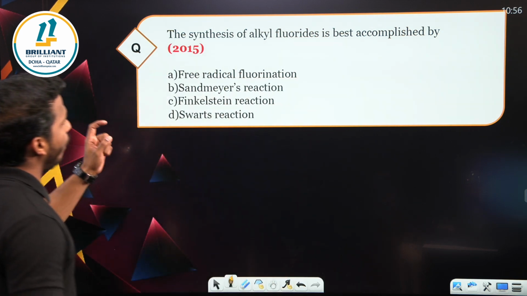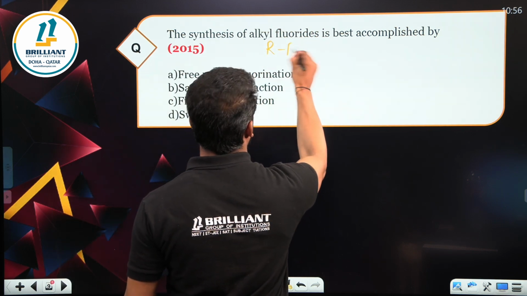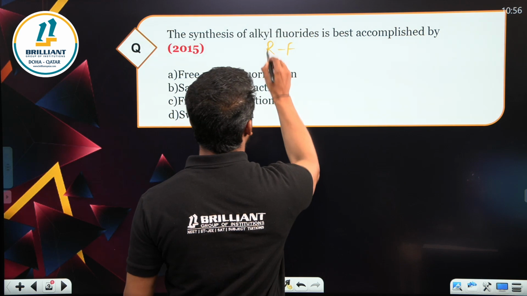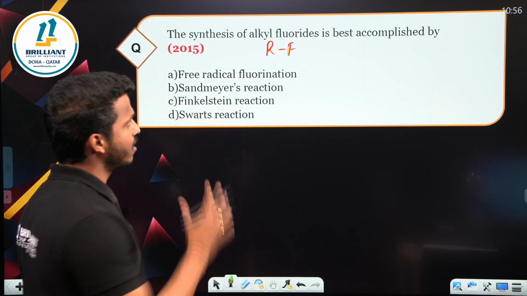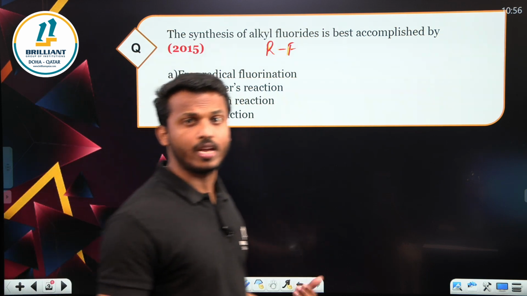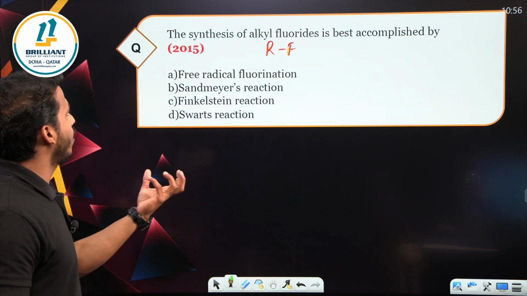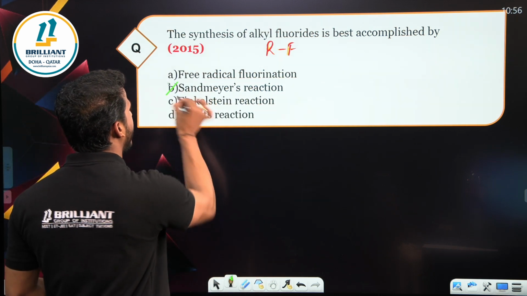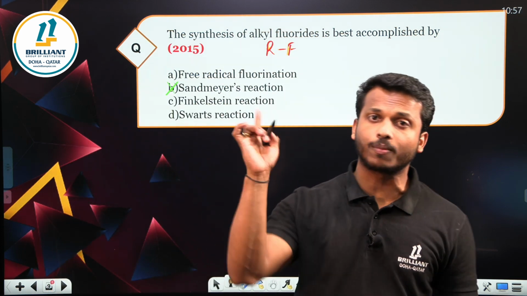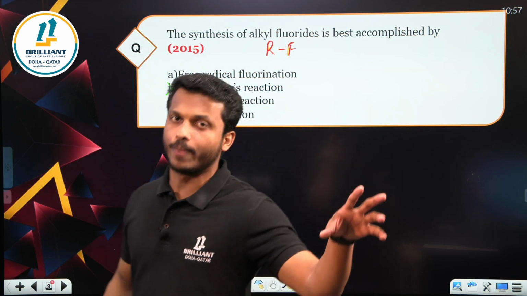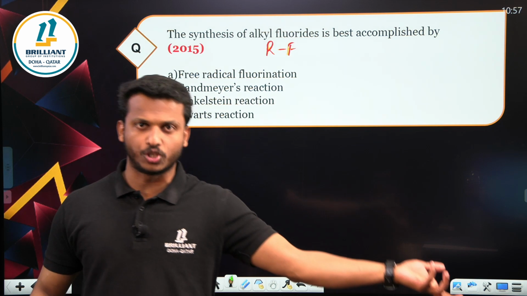The synthesis of alkyl fluoride. What is alkyl fluoride? For example, RF, right? The synthesis of alkyl fluoride is best accomplished by which of the following reactions, from which you can prepare a pure alkyl fluoride? Dear all, the Sandmeyer reaction we can cut, because the Sandmeyer reaction is the conversion of benzene diazonium chloride to chlorobenzene and bromobenzene, either by using CuCl with HCl or CuBr with HBr.